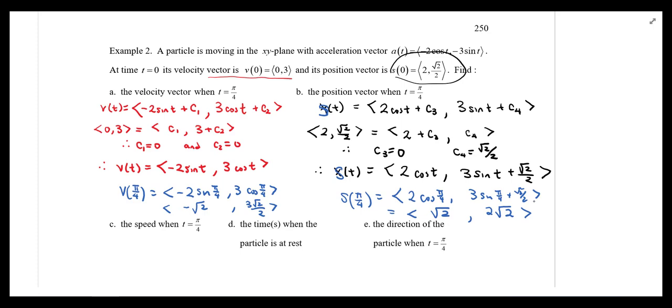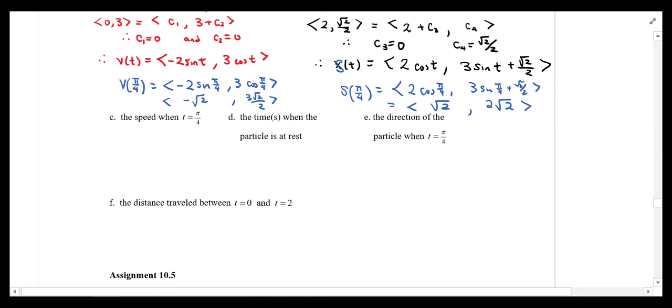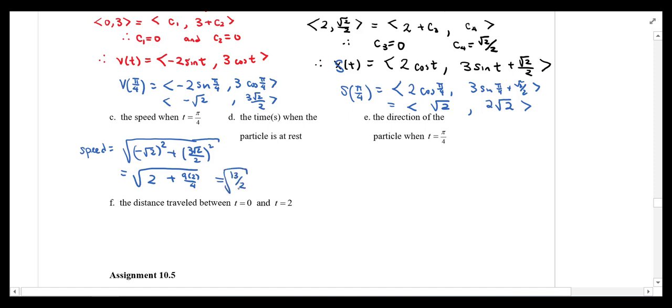Okay, so now CD, oh, and F. I forgot about F. Speed. Hopefully you know speed. Right? Take the velocity components at pi over 4. Square it. 3 root 2 over 2 squared. What do we get here? Well, that's just 2. This is what? 3 squared is 9. 9 times 2 over 4. That's 9 halves. So I think 9 halves plus 2 is the same thing as 13 halves. The square root of 13 halves.